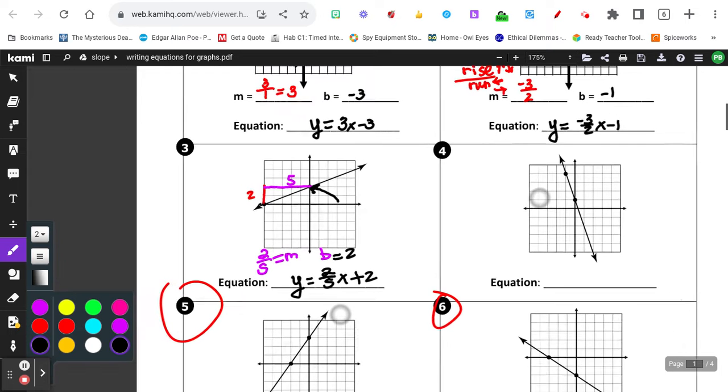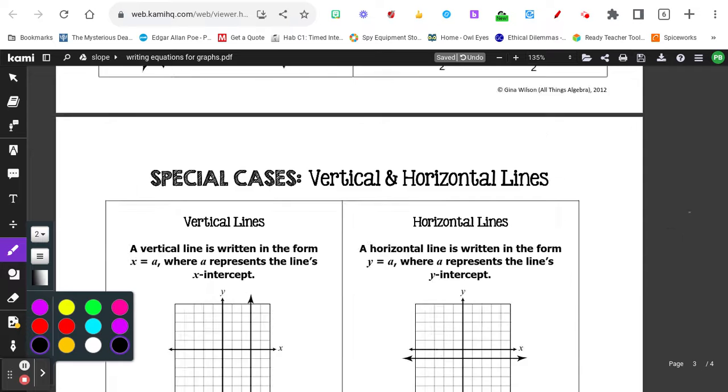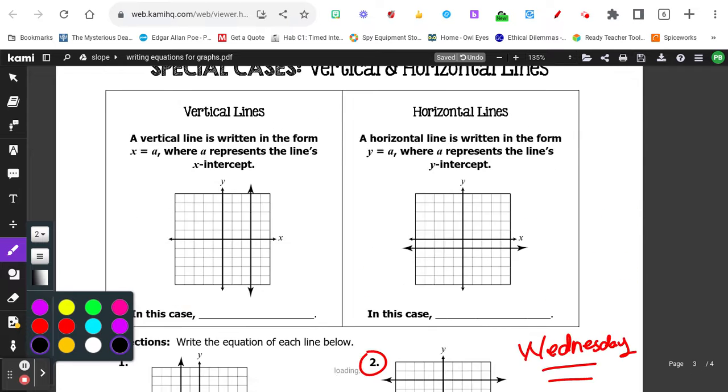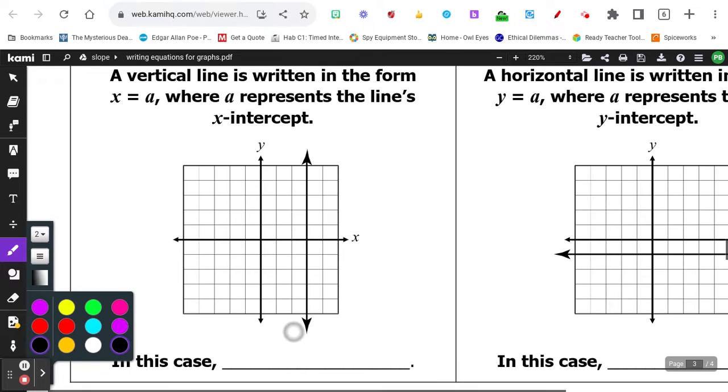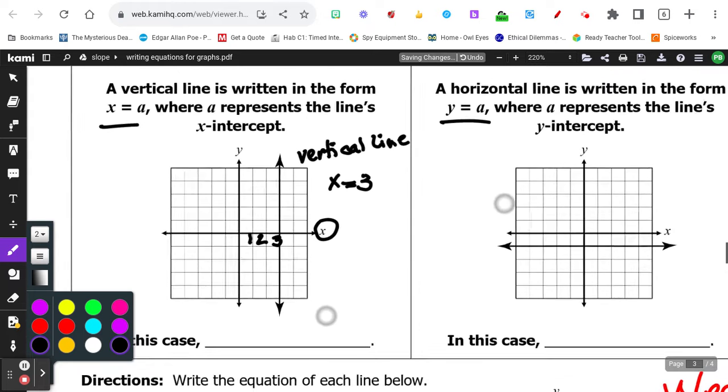Pretty simple. Now, I don't think you're going to have anything like these on the escape room challenge. If you do have something like this on the escape room challenge, guys, this is a vertical line. These are going to be special. It's either going to be x equal to a number or y equal to a number, okay? If it's vertical, it's going to be x equal to a number. And it crosses the x-axis at 3, so it's x equal to 3.